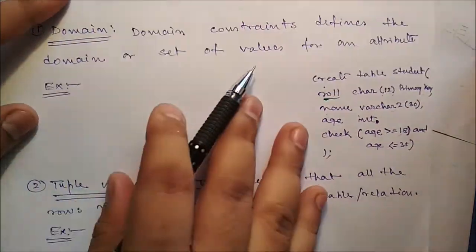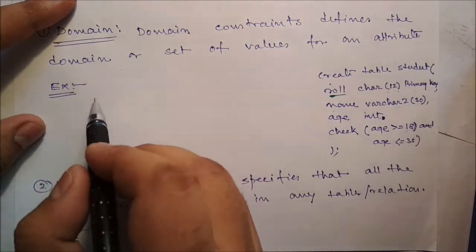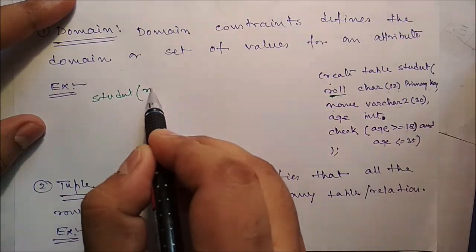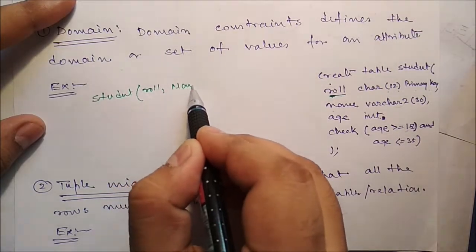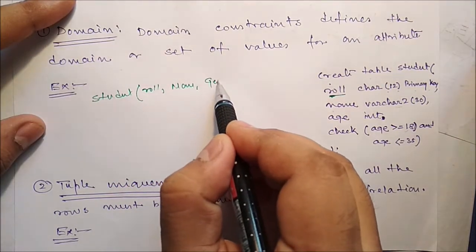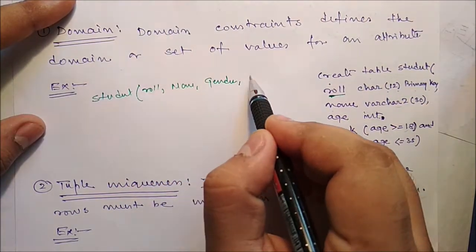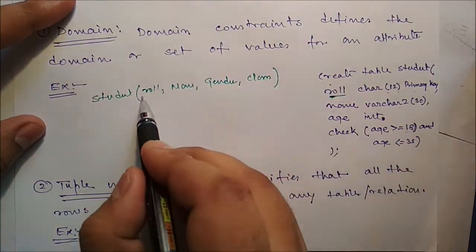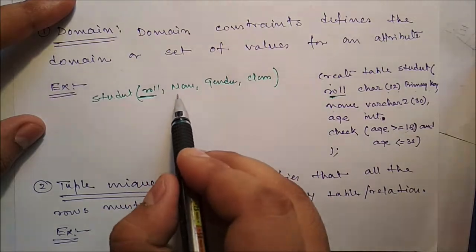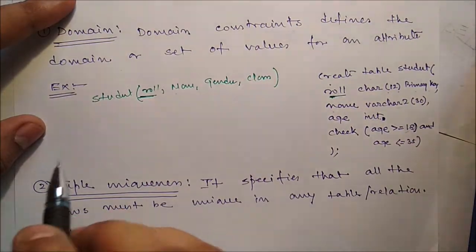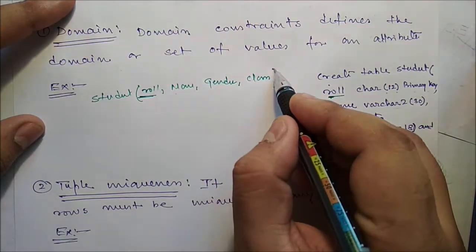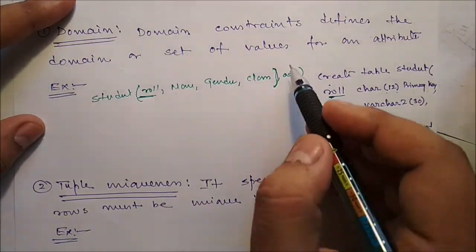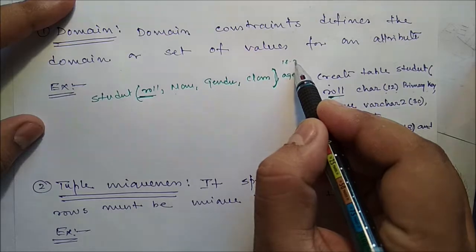Are you getting this one? Similarly, say a student table is there, and here roll number, name, gender, class, and various attributes are there. Roll number is a primary key, you already know. The maximum size allowed is 30. Here you can put the age also. Age must be there. Now the value of age should be in between 18 to 35.